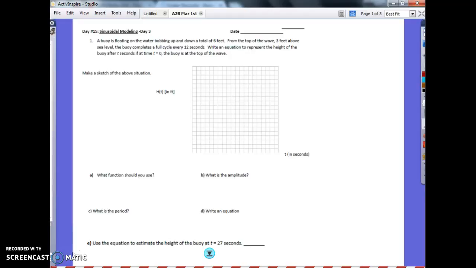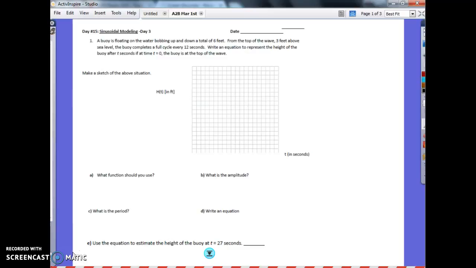We have a buoy. It bobs up and down a total of 6 feet from the top of a wave that's 3 feet above sea level, completes a full cycle of bobbing up and down every 12 seconds. First thing it wants us to do is sketch the equation of the above situation. Before we do that, I think we need the equation and take a look at the amplitude, period, and our scale before we're ready to go ahead and graph it.